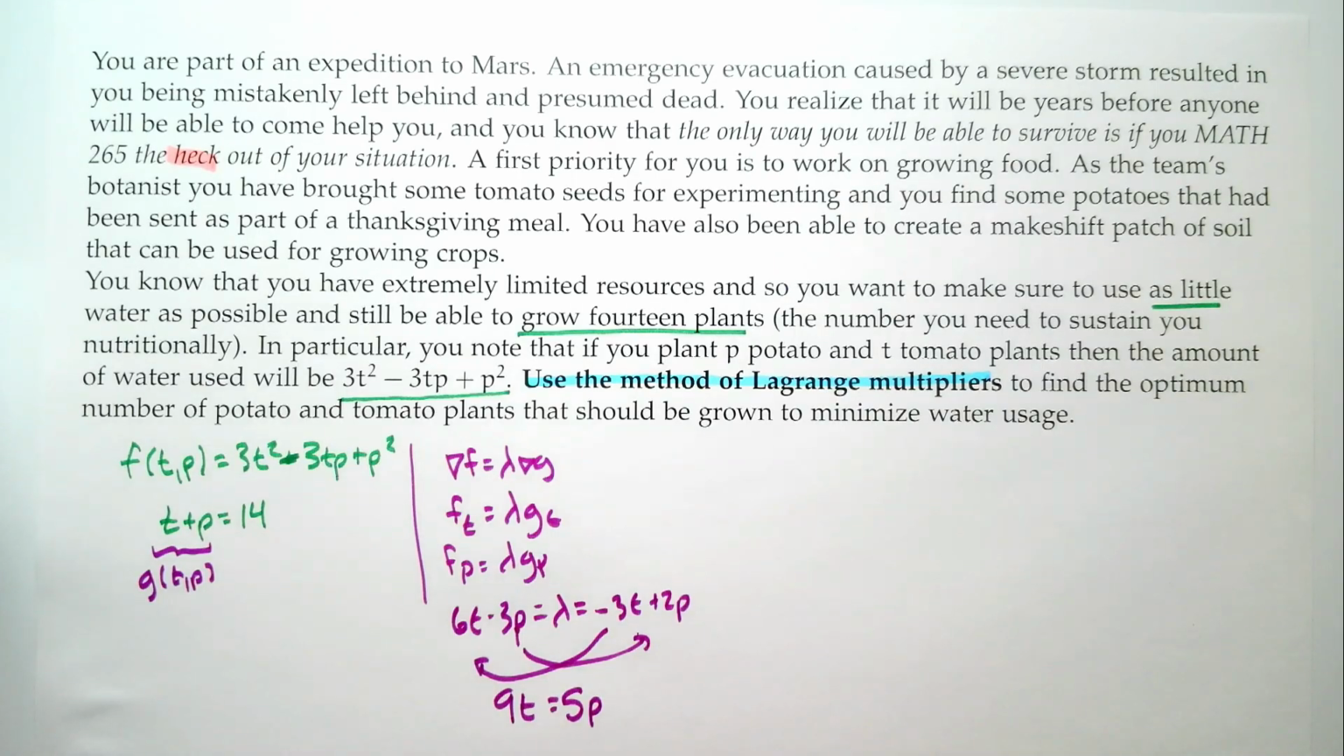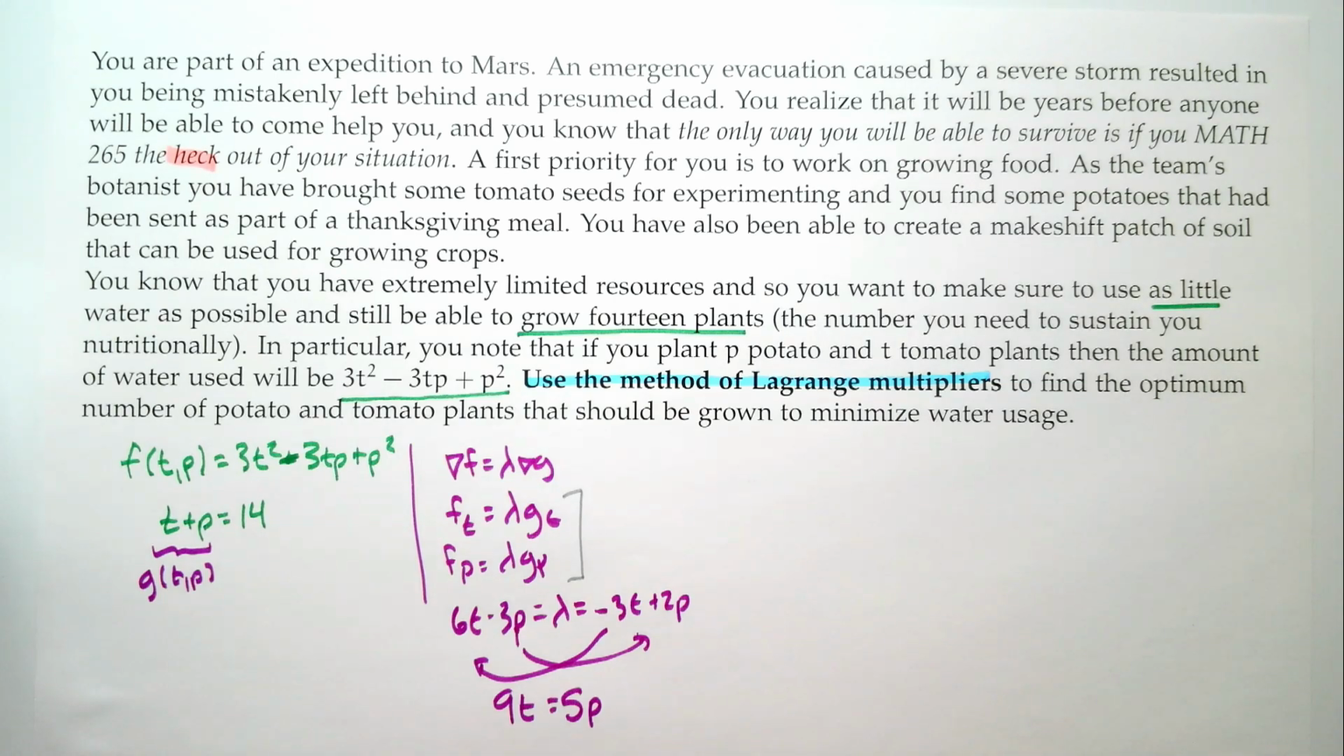So the number of tomato plants times 9 had better equal the number of potato plants times 5. When you're doing these types of problems, this happens often: you take your set of equations, f sub t equals lambda g sub t, f sub p equals lambda g sub p, and you rearrange them, get rid of the lambdas, and you get a relationship in terms of your other variables, t and p.